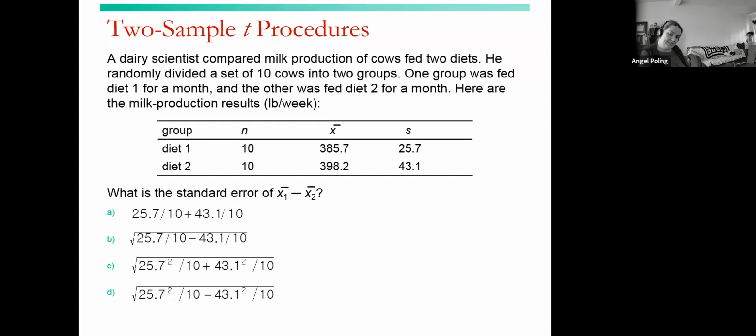And we said that the standard error was the square root of S1 squared divided by n1 plus S2 squared divided by its n, right? So if we look at our options, A doesn't have a root, B has a subtraction, and D has a subtraction. The only one it can possibly be is C, right? That's the only one.